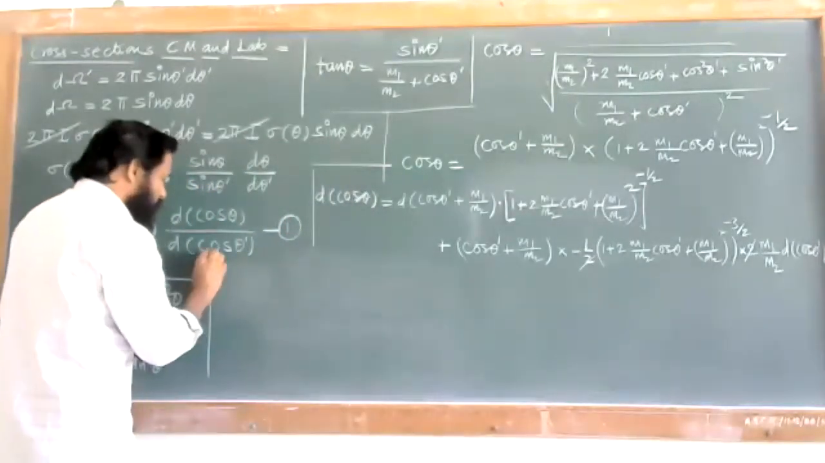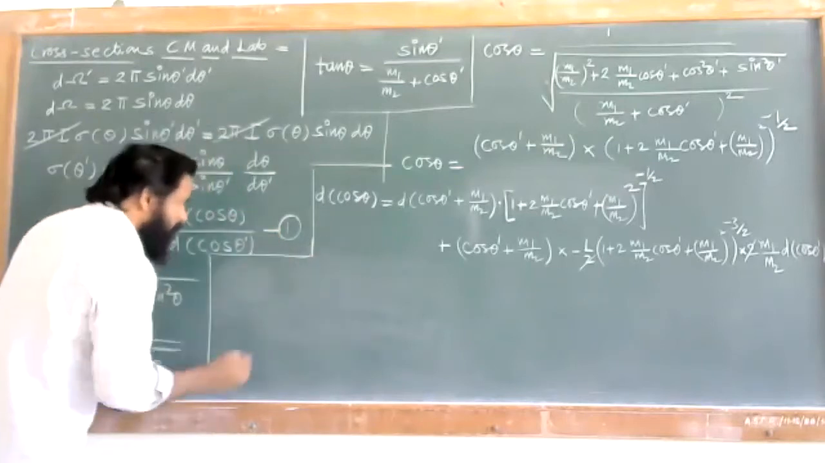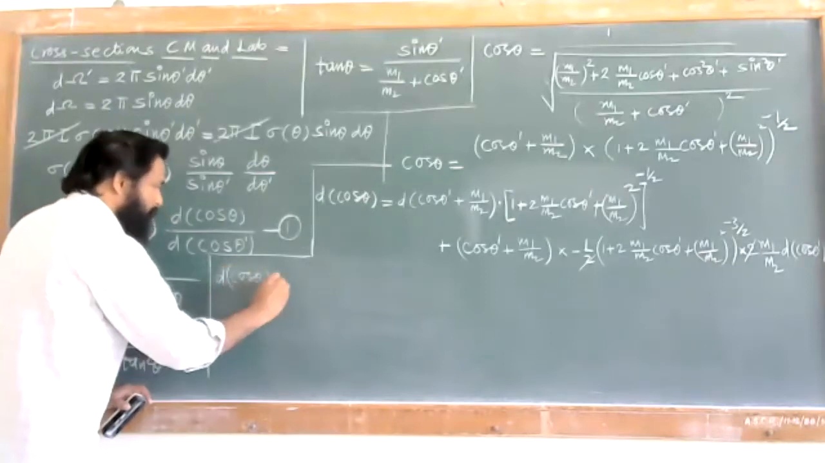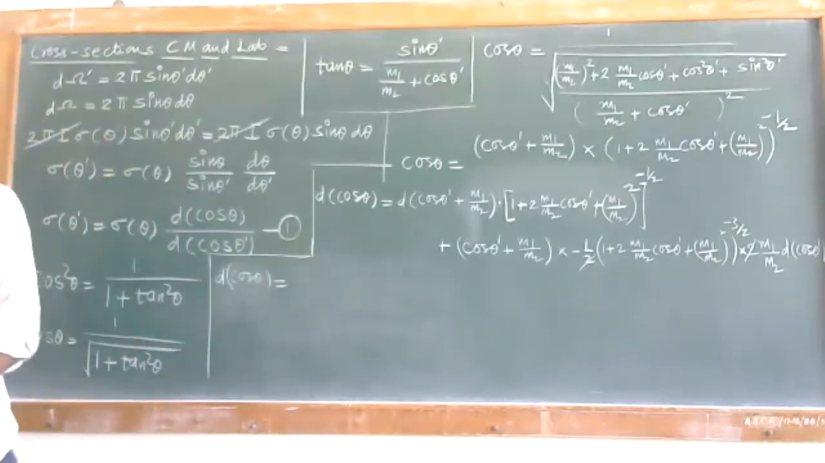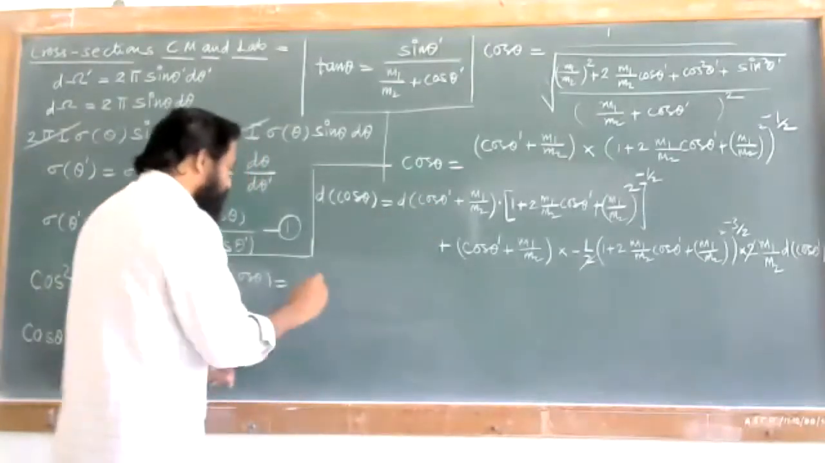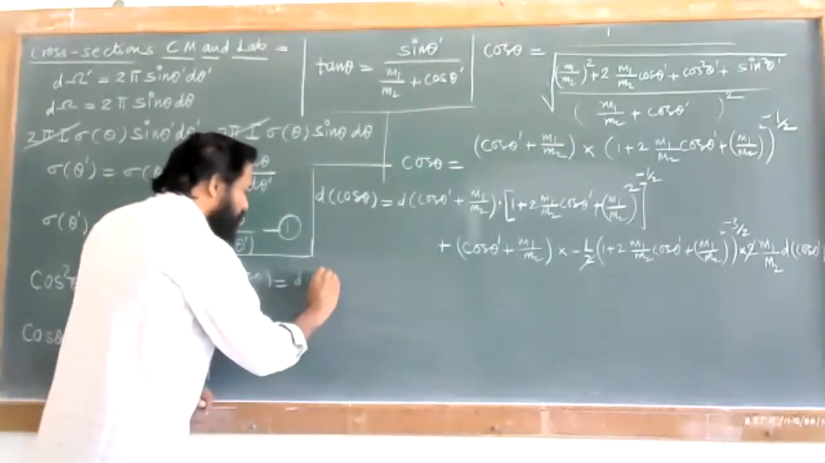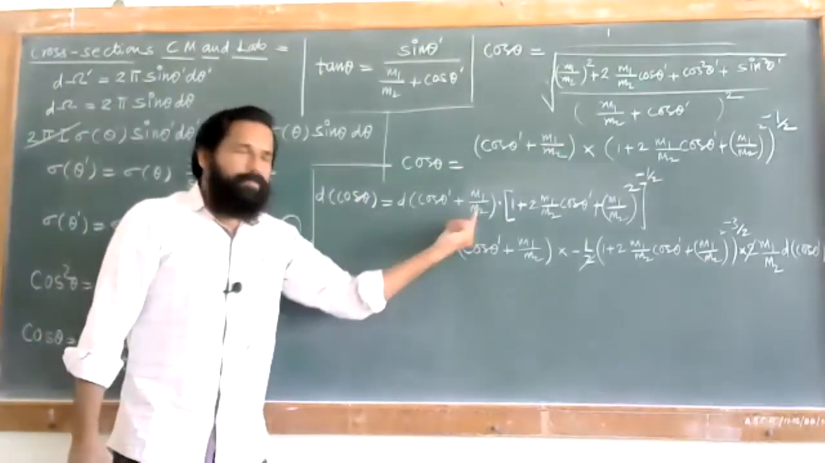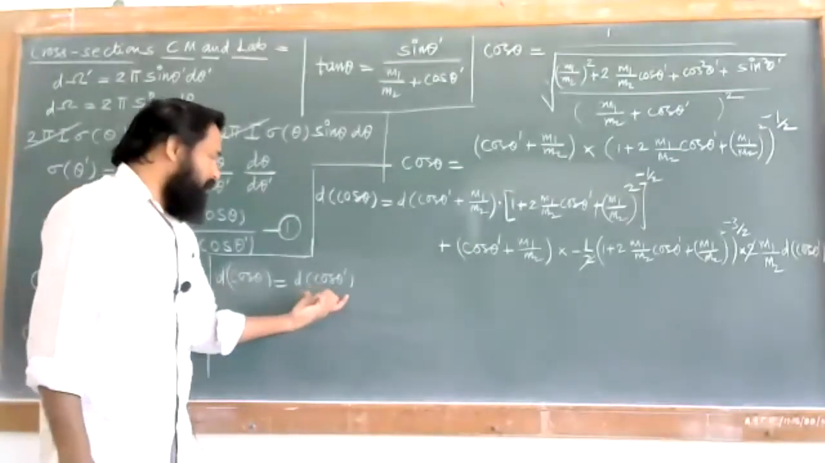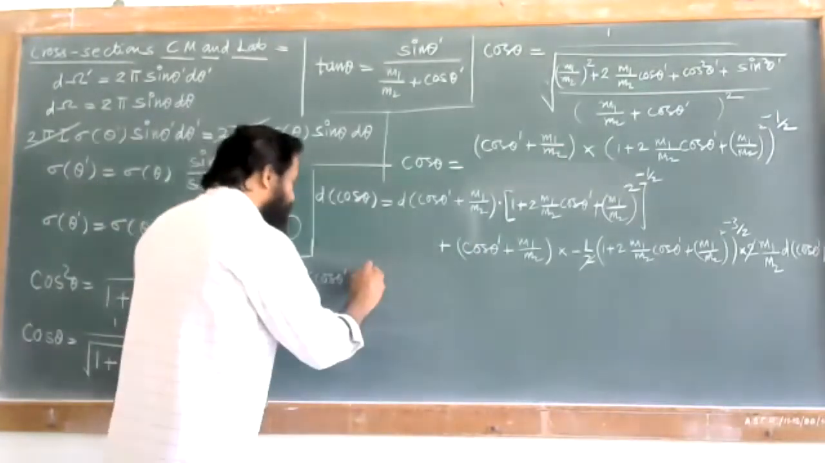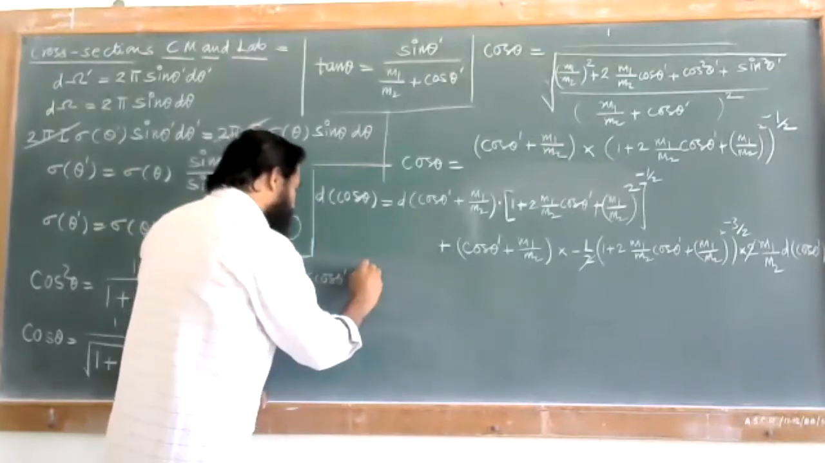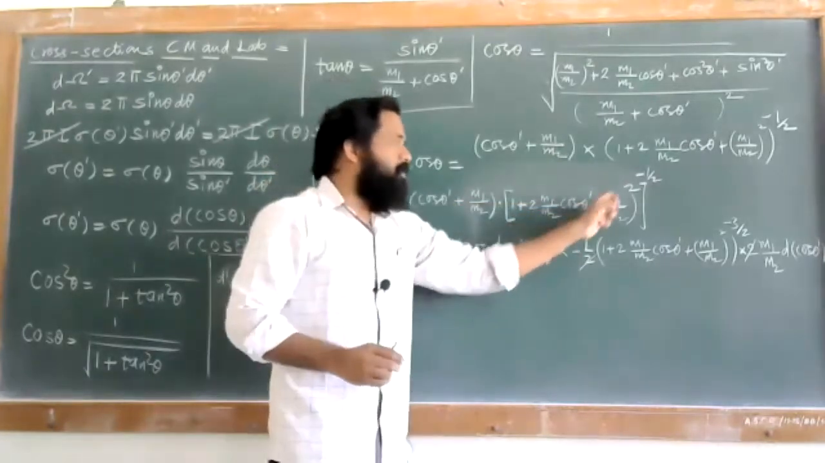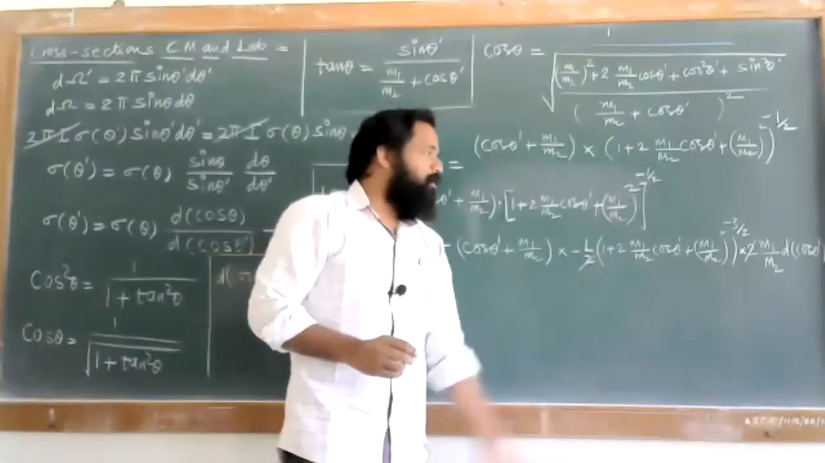So I'll get a term that is derivative of cos theta. Okay, that must be equal to, what is this? The derivative of the first term is nothing but derivative of cos theta dash. The derivative of the second term is 0, so you have only one term left, that is derivative of cos theta dash multiplied by this thing, that is [1 + 2(m1/m2)cos theta dash + (m1/m2)^2] raised to minus 1/2.